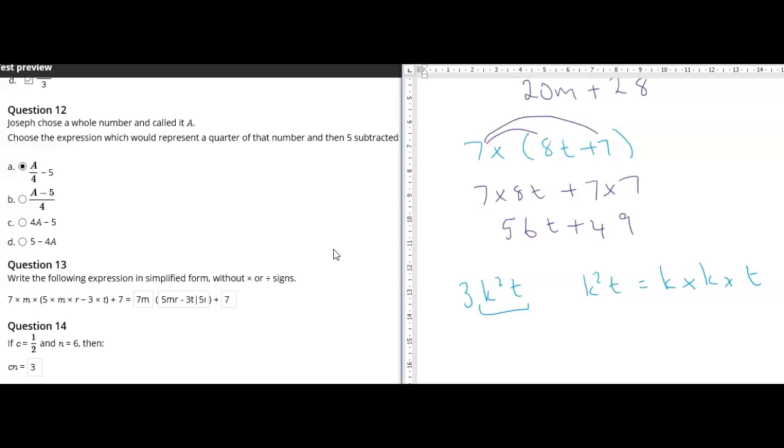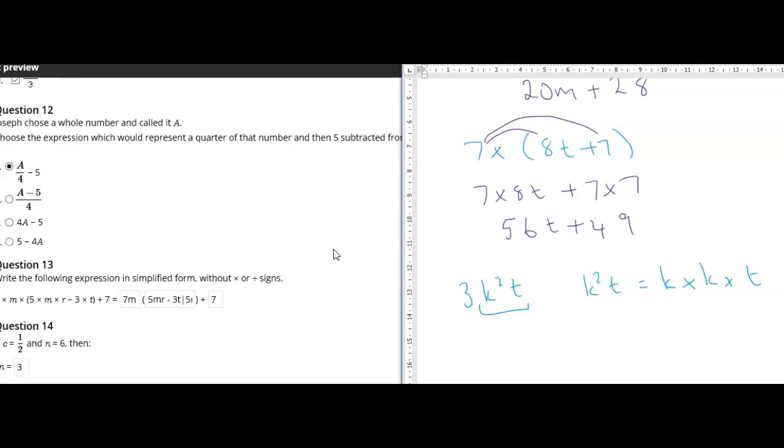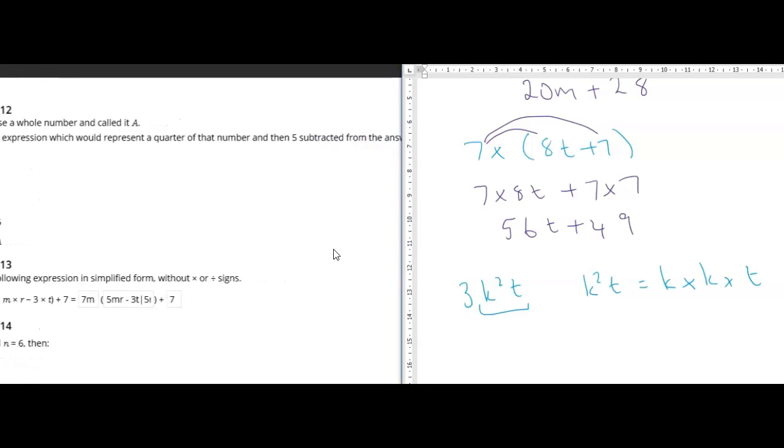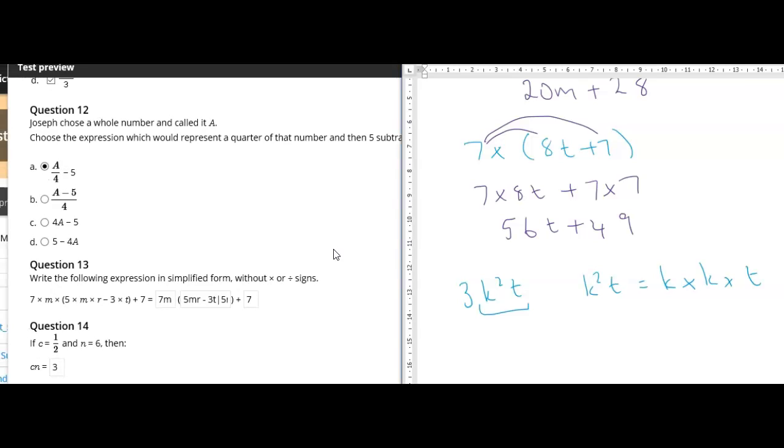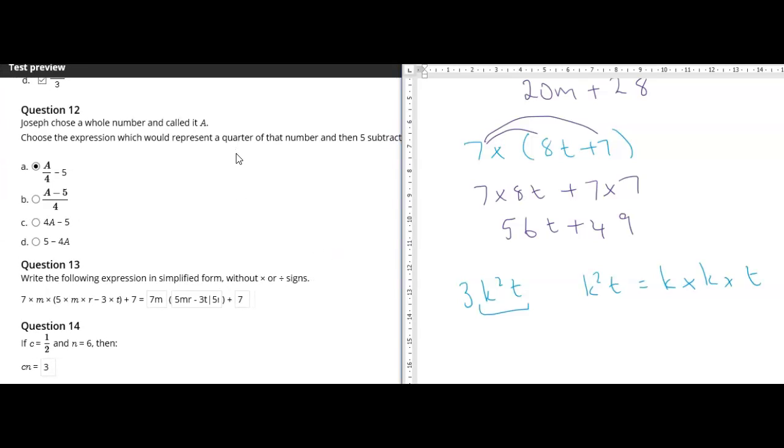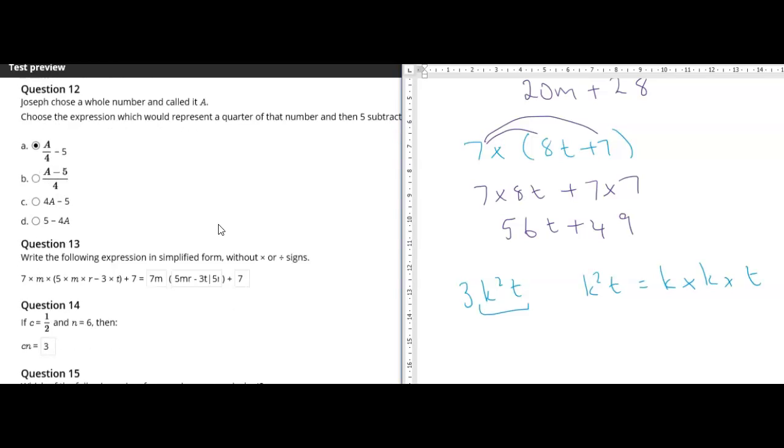All right, question 12. Joseph chose a whole number and called it A. Choose an expression which would represent a quarter of that number and then 5 subtracted from the answer. So a quarter means we're dividing by 4. So A divided by 4 and then 5 is subtracted from it. So your answer is A over 4 minus 5.